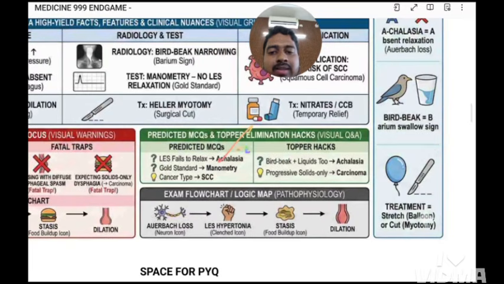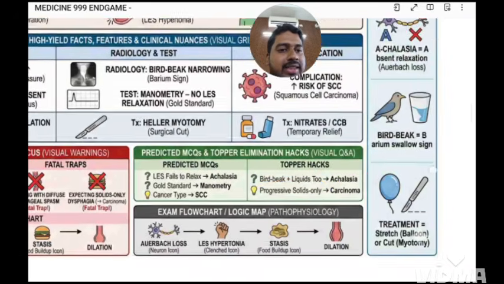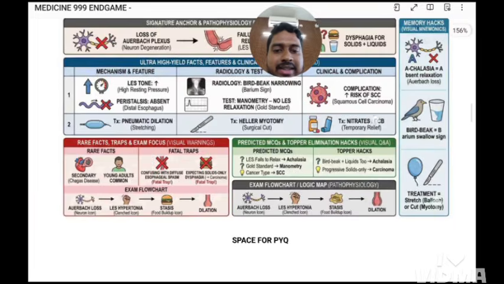Okay, now all these things I have discussed. What is the gold standard for diagnosing? It is actually manometry. Yes, it is esophageal manometry, where you actually see the pressure in the sphincters. Okay, and it will reveal that there is no lower esophageal sphincter relaxation. Which is the most common cancer type that is associated? It is squamous cell carcinoma, and bird beak appearance with the inability to swallow liquids. That is the MCQ term that we will be looking for in Achalasia. Now, progressive solids-only dysphagia is carcinoma. This is one important differential diagnosis. I think I have explained everything related to this.